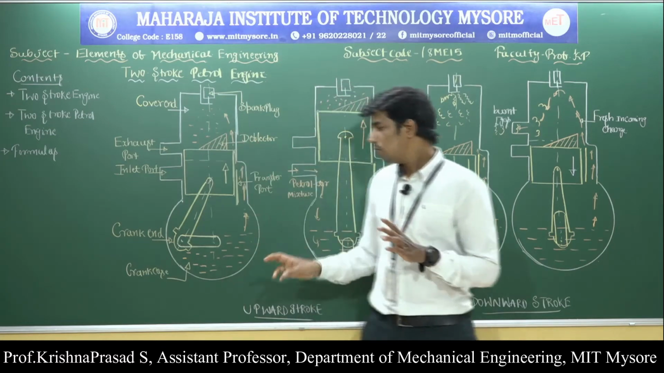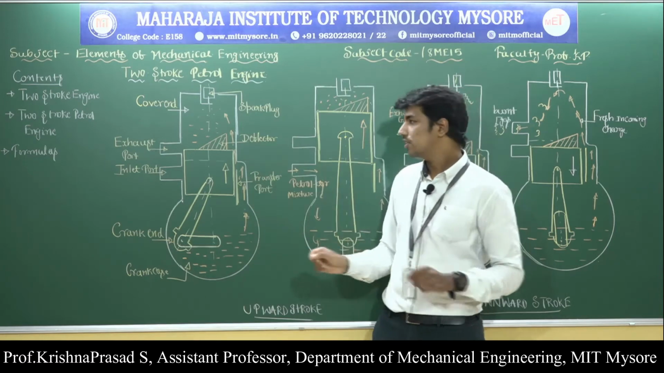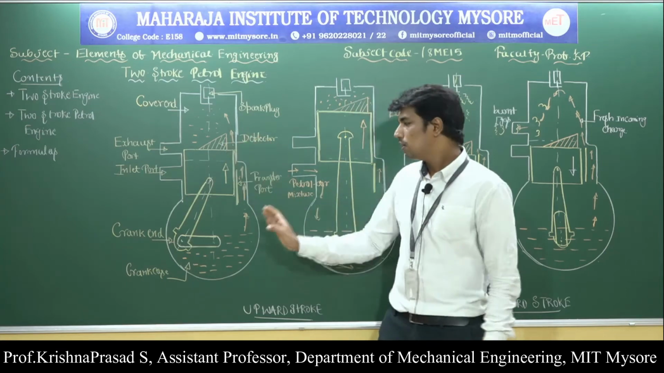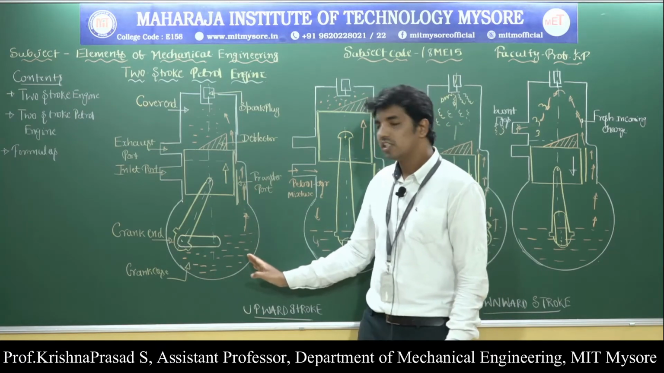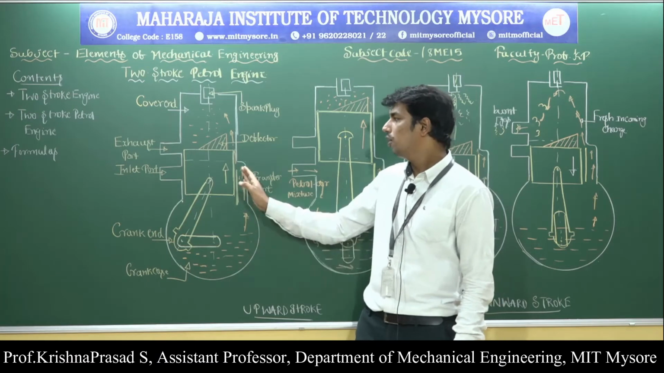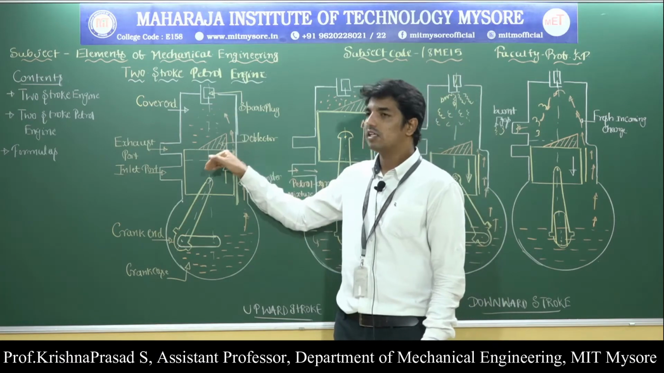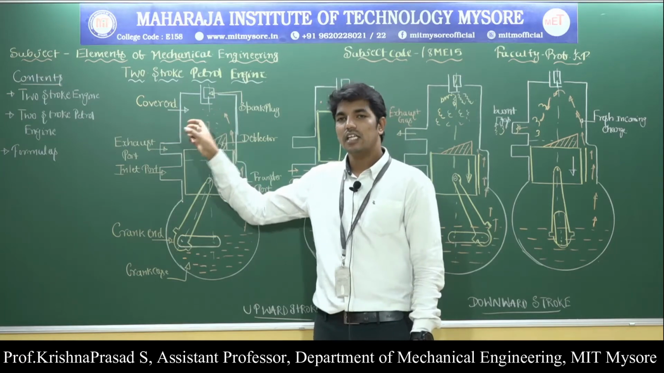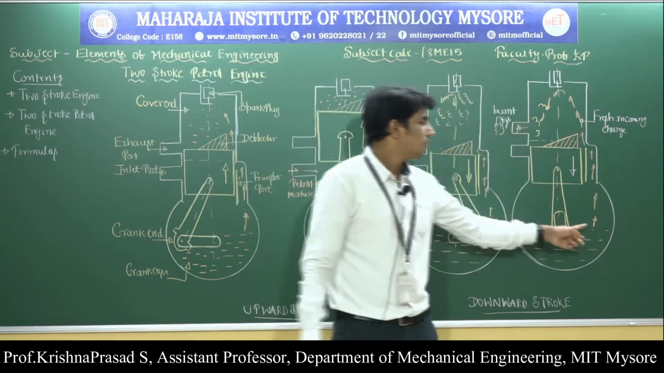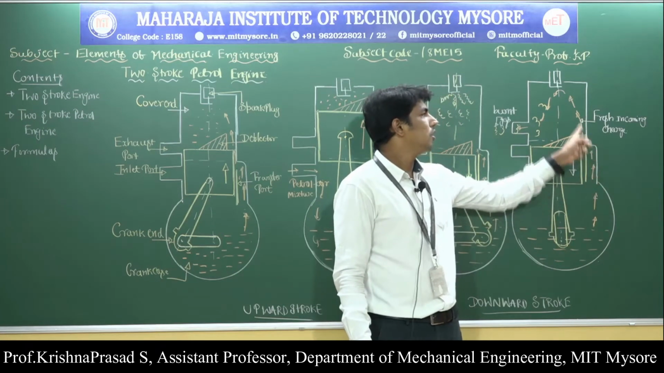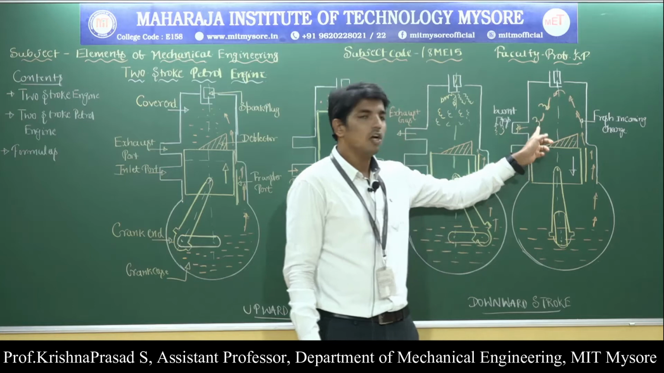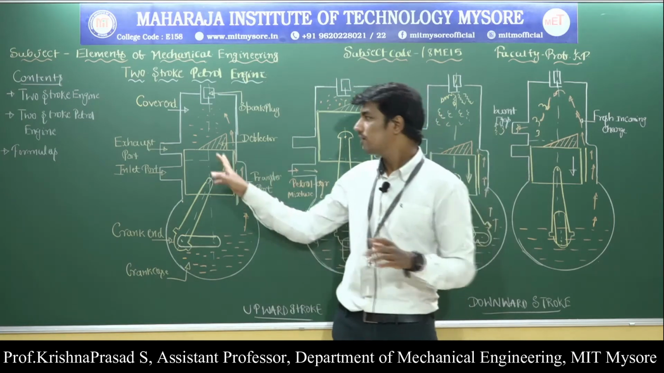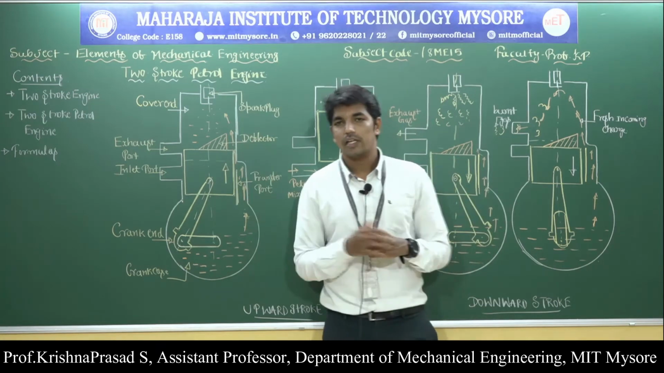I repeat, what is meant by the deflector? The deflector is a projection provided at the top end of the piston. The main function is to deflect the fresh incoming charge coming through the transfer port so that it moves towards the top end of the cylinder, and this helps to remove the burnt gases present inside the engine cylinder. Observe here, the fresh incoming charge coming through the transfer port is going to drive out the burnt gases through the exhaust port. So this is called the scavenging process. That's why we need to use the deflector.